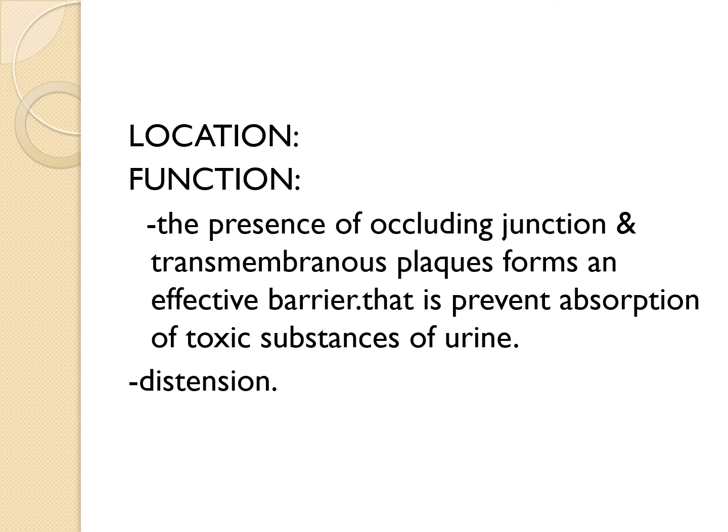Now location. The location of this transitional epithelium is mainly the urinary bladder. It is found in the renal pelvis and calyces, the ureter, the urinary bladder and part of the urethra. Because of this distribution, it is also called the urothelium. Main function: the presence of occluding junctions and transmembranous plaques forms an effective barrier that prevents the absorption of the toxic substances of the urine.